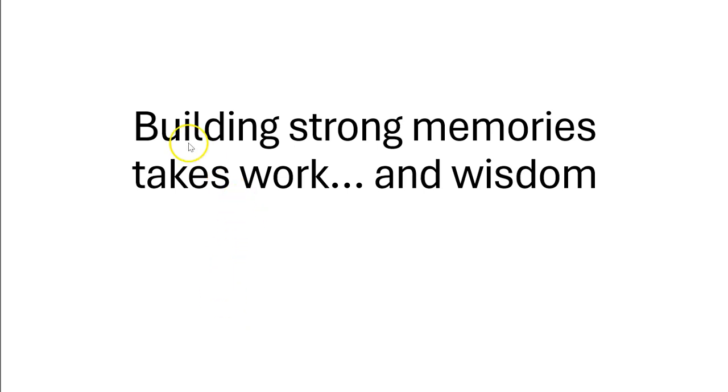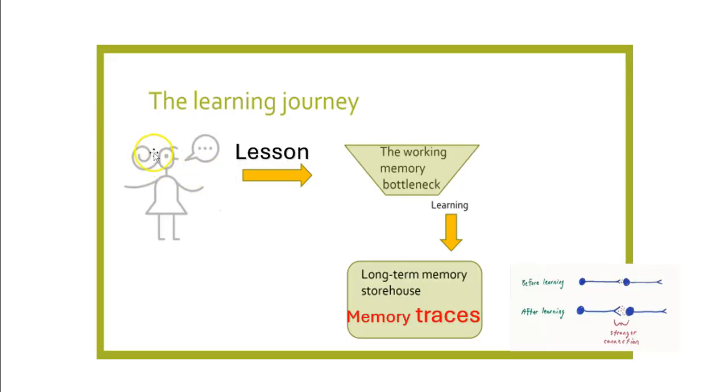In this lesson, we'll learn that building strong memories takes work and wisdom. Now, in previous lessons, we've seen this diagram about the learning journey. So we're processing a lesson, the information is in working memory, and what is in working memory has the potential to be stored in the long-term memory system as memory traces. So the neurons activated by the learning, some of them are going to grow stronger synapses with each other, and that's going to represent the information we're attempting to learn.